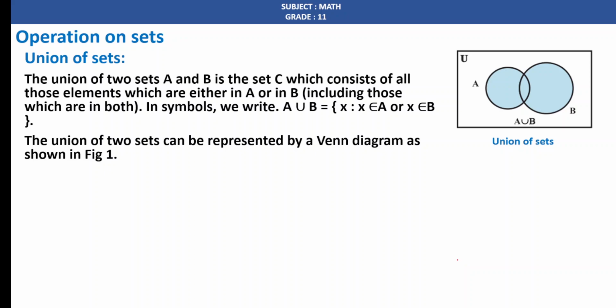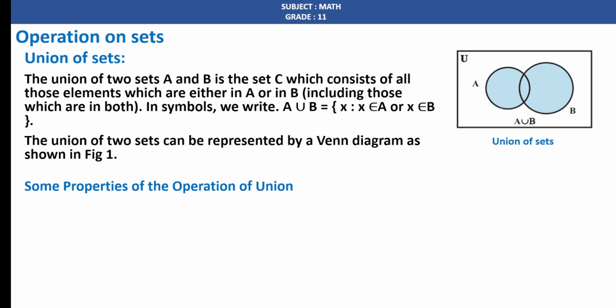Operational sets, union of sets. The union of sets A and B is set C, which consists of all those elements which are either in A or in B, including those which are in both. In symbols, we write A union B is equal to X such that X belongs to A or X belongs to B. So this is A union B. So it should be either in A or it should be in B. The union of two sets can be represented by Venn diagram as shown in the figure.